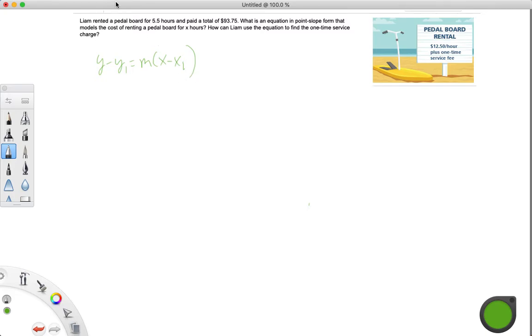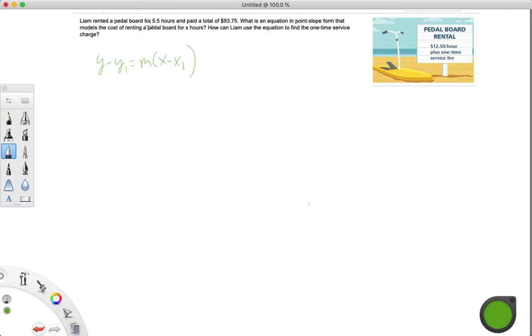So Liam rented a pedal board for 5.5 hours and paid a total of $93.75. What is an equation in point slope form that models the cost of renting a pedal board for x hours? How can Liam use the equation to find the one-time service charge? Okay, so really he should have slope intercept form. But let's do it this way.